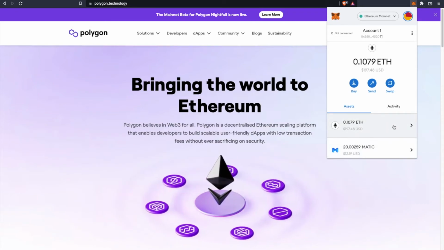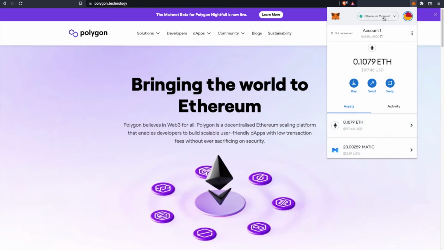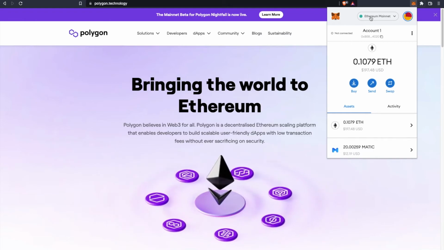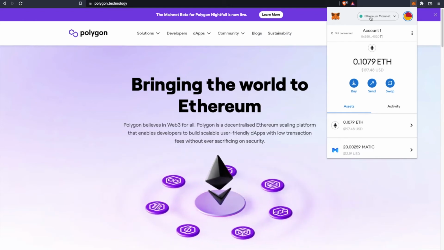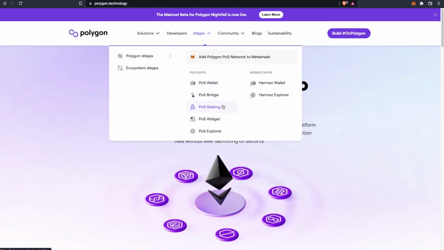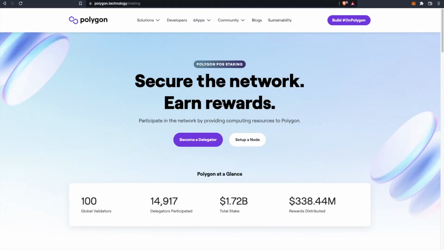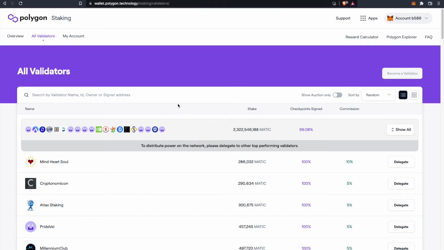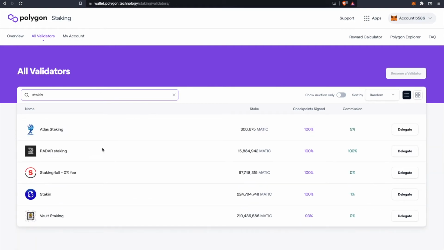So now that we have our Matic in the Ethereum mainnet, let's go ahead and stake it. The process is pretty straightforward. Go to staking, become a delegator, and let's find our trusted validator. Stakin. There it is. So we go right here to delegate.